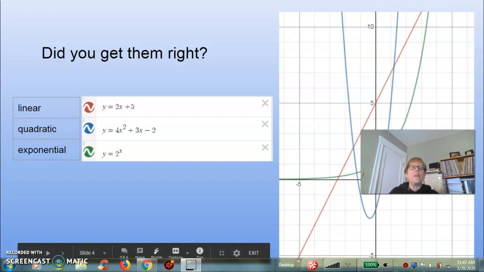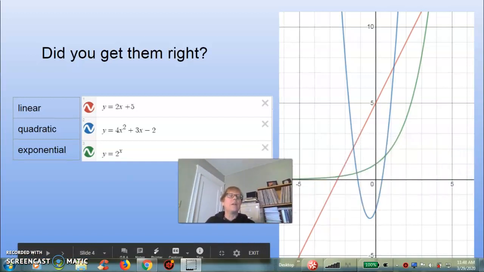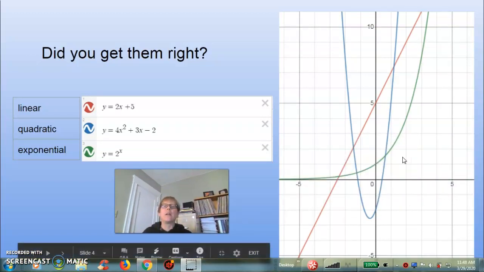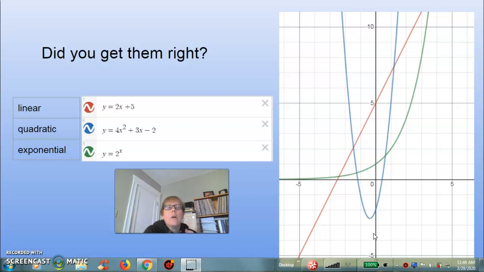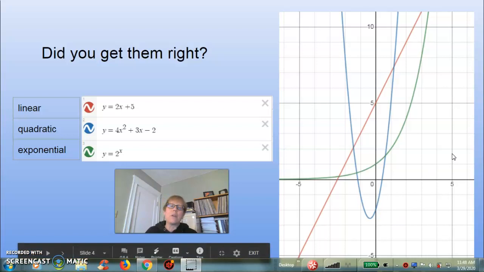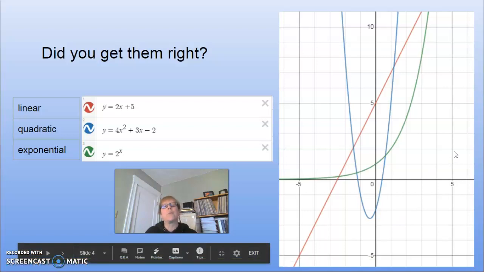All right, so when you graph those, you should have ended up with a situation like this here on the right. And I have outlined on the left which is which. So the red line, y equals 2x plus 5, is linear. Y equals 4x squared plus 3x minus 2 is considered a quadratic function, and then y equals 2 to the x power is the exponential function. So just double check, make sure you got them correct, make sure your graphs look like this one.